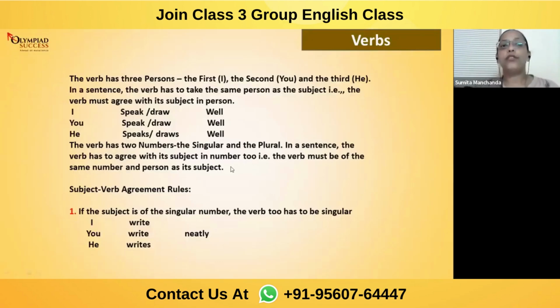Now the verb has three persons: first, second, and third. Now see, when I say first, second, and third, first means what? I, second means you, third means he. In a sentence, the verb has to take the same person as the subject, that is.